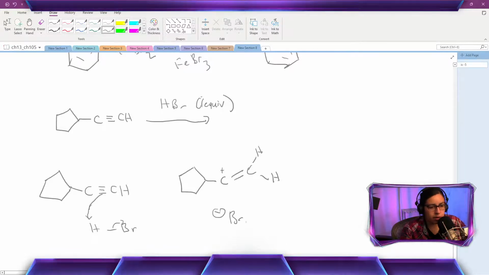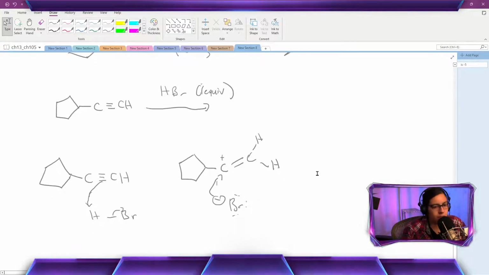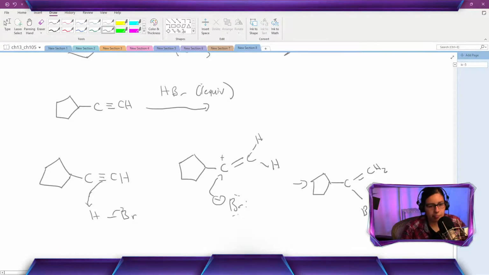Now our bromine, negatively charged, can come in and attack our carbocation. And so let's draw that final product out. So that would be your product there for that one.